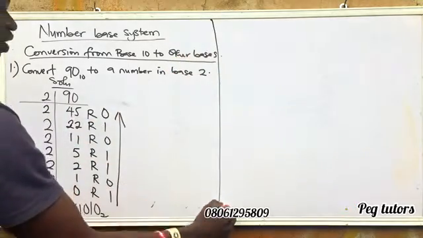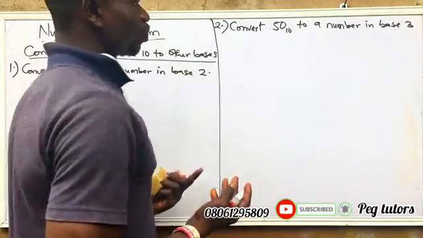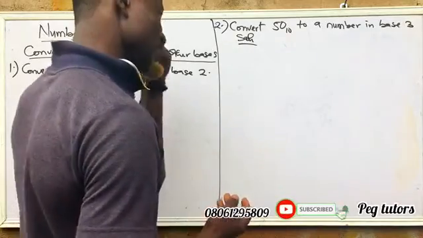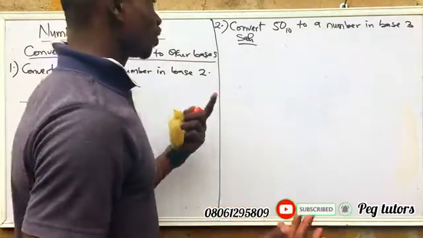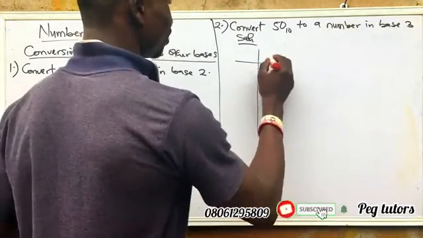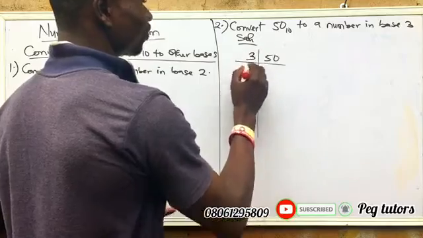Let us take a second example. So this is another example too. Now I want you to solve it. You can pause and solve. So pause it and solve. Okay, so now let's see if you got it correctly. So we have this. So this is 50, and we are converting to base 3.